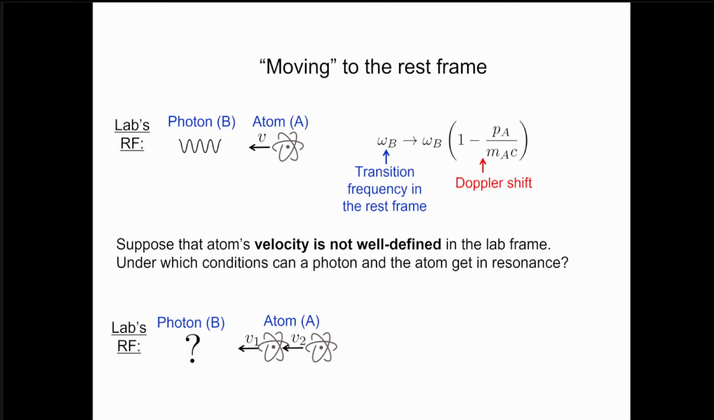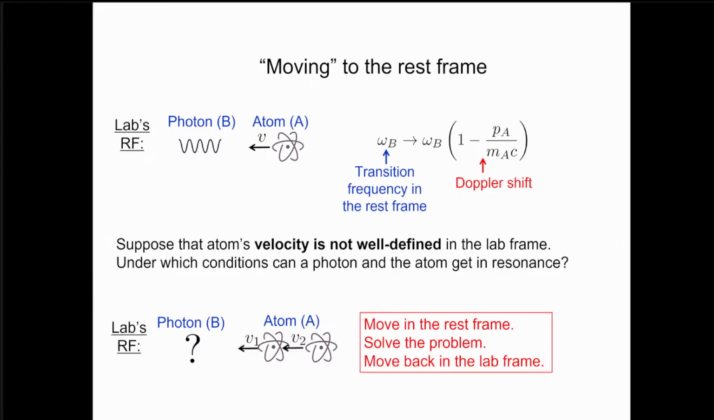Now, the solution that we want to suggest is the solution with the quantum reference frame. Namely, we say, let's move into the rest frame. In the rest frame, we know what the transition frequency is. That's the one that we introduced before. We solve the problem there. We have the transition probability maximized, and then we can move back into the lab frame and find out what state the photon and atom should be prepared in.